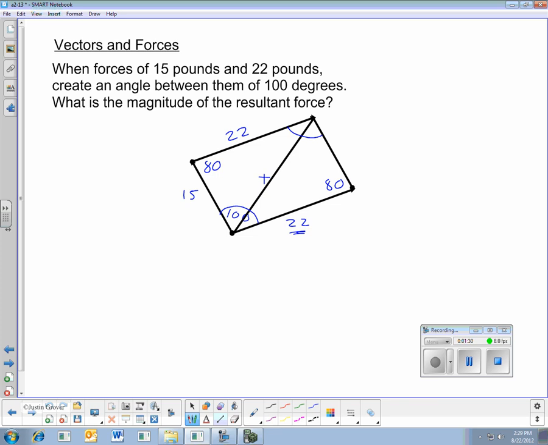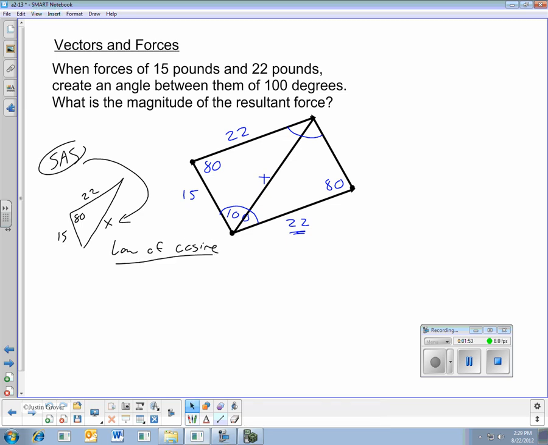If you look at this a little bit differently, what we just did is now we have something like this: 15, 22, 80, and x, where we have a side angle side, and we're looking for a third side. This is a law of cosines problem. And so now we just need to do out the math for the law of cosines. The side we're missing squared is equal to the sum of the other two sides squared, minus 2 times those sides, times the cosine of the angle in between them.